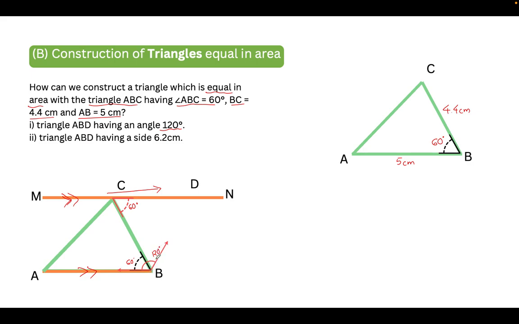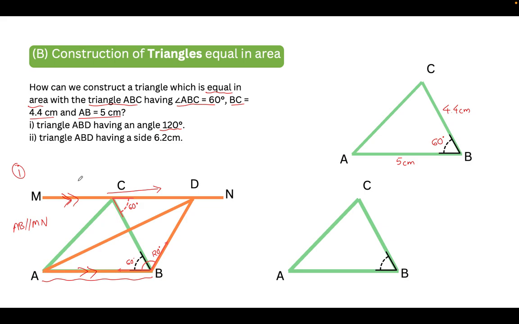Now we will extend this line up to D, so BD. Now we will join A and D. So this is triangle ABD that has equal area to triangle ABC. Why? Because they are standing on the same base AB and between the parallel lines AB and MN. Okay, this is about situation 1.